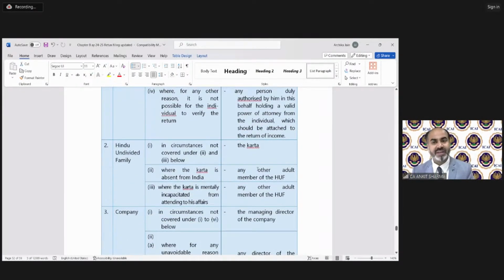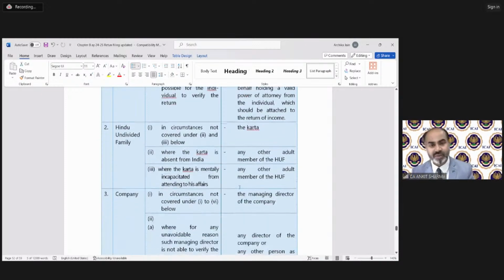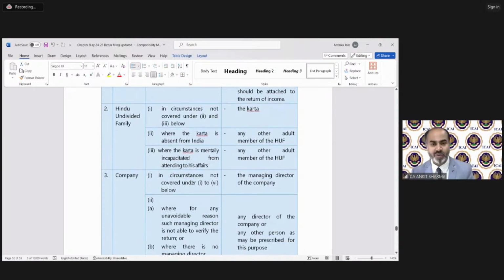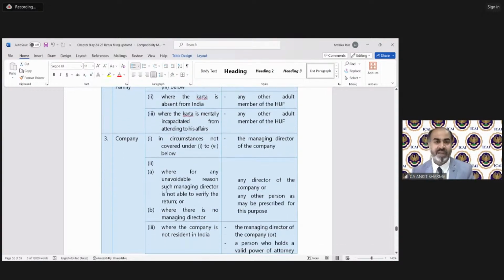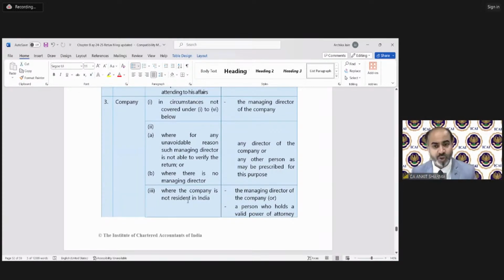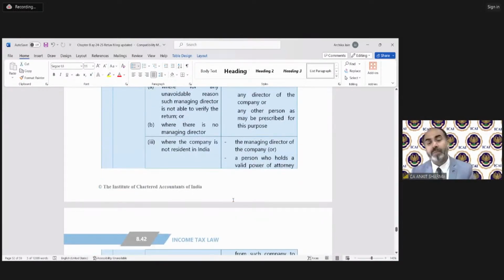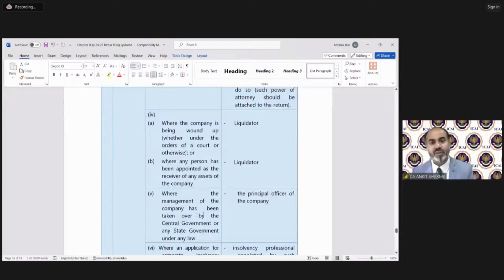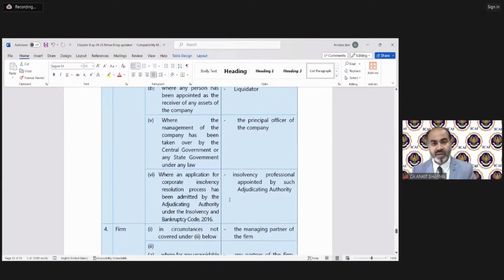If the Karta is absent, then any other adult member of the HUF. If the Karta is mentally incapable, then any other adult member of the HUF. In case of a company, if the MD is not available, then a director or other person. Where the company is non-resident, the MD or a power of attorney holder. Where the company is wound up, then the liquidator will validate the return. Where the management of the company has been taken over by the government, then the principal officer of the company will verify the return.